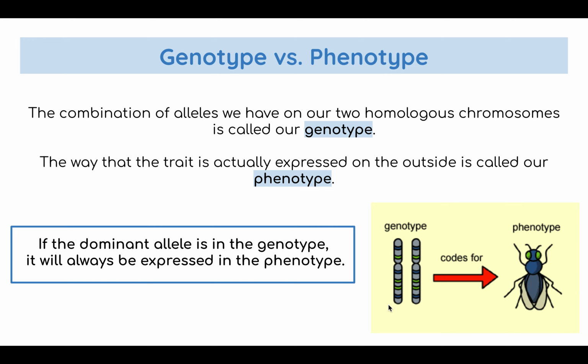If the dominant allele is in your genotype, it's always going to be expressed or shown in the phenotype. So if freckles, big F, is in your genotype, you will have freckles. If there is no big F, no freckles allele, you will not get freckles.